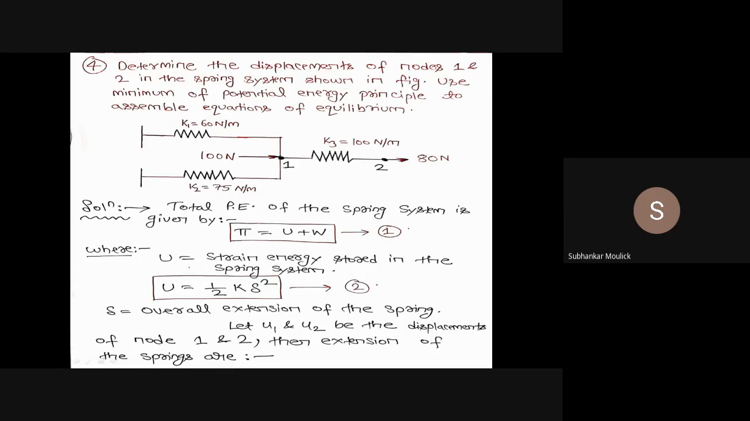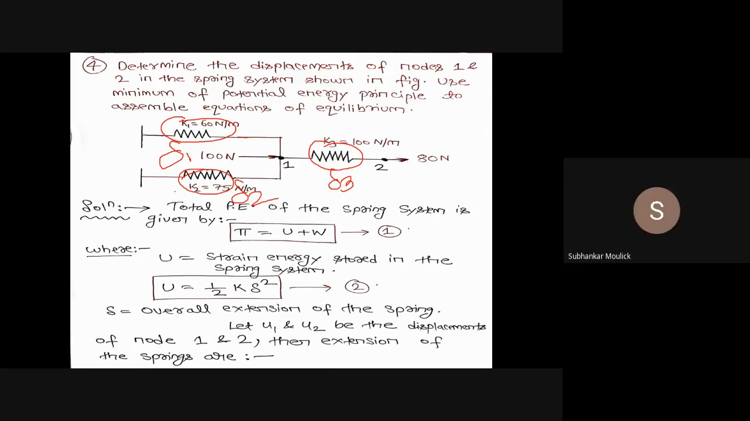Now this equation number 2 will have three components. For the first element, assume that the deflection is delta 1. For the second element, assume that the deflection is delta 2. For the third element, assume that the deflection is delta 3. Then the overall strain energy for the entire system will be half k1 delta 1 square plus half k2 delta 2 square plus half k3 delta 3 square. Is it clear? Yes, sir.